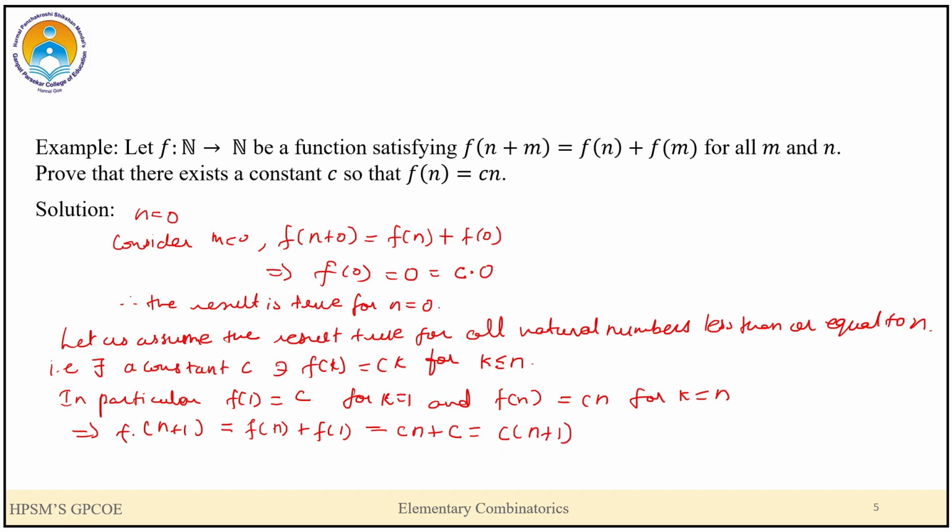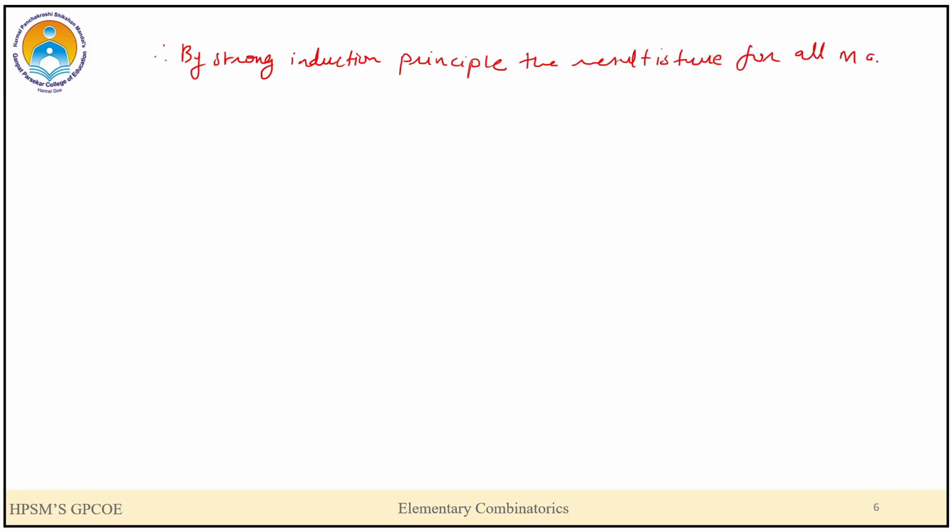So what do we see over here? That f of n plus 1 is equal to c times n plus 1. So therefore the statement is true for n plus 1, and therefore by the strong induction principle the result is true for all m and n, which are natural numbers.